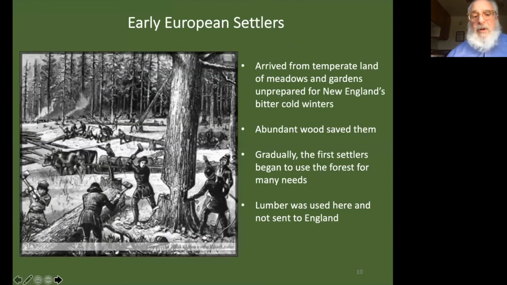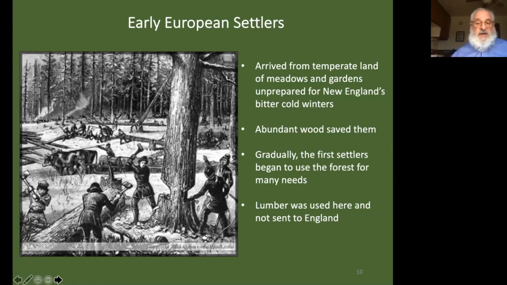Well, what about the early European settlers? Well, they came from, as you can see, a temperate area of meadows and gardens, and they were really pretty unprepared for the New England winters. Which were much more bitter, cold, and longer than what they had experienced in Europe.